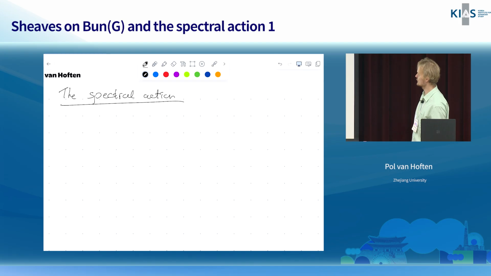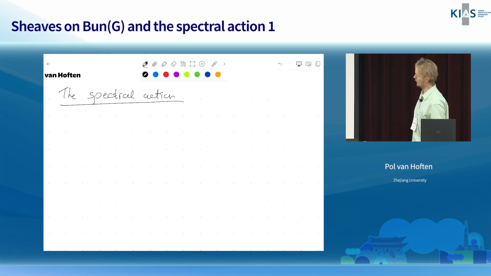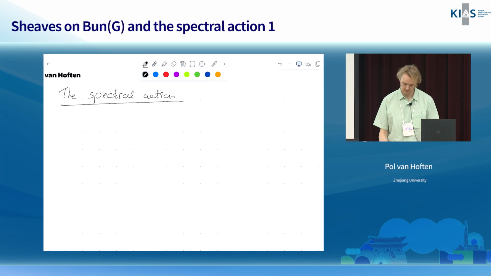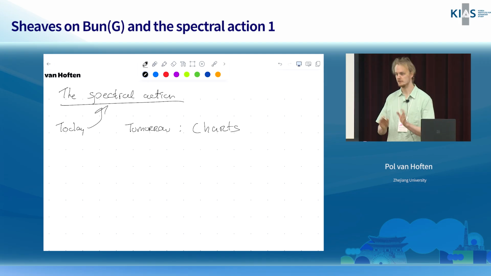So I'm giving 2 lectures on Vark-Scholze, and since Vark-Scholze is rather large for 2 lectures, I'm just doing 2 very specific parts of it. One of them is the spectral action. Today I want to do this, and then tomorrow I want to talk about charts. This is a maybe non-obvious selection of topics, but I think this is what makes sense for me to talk about.